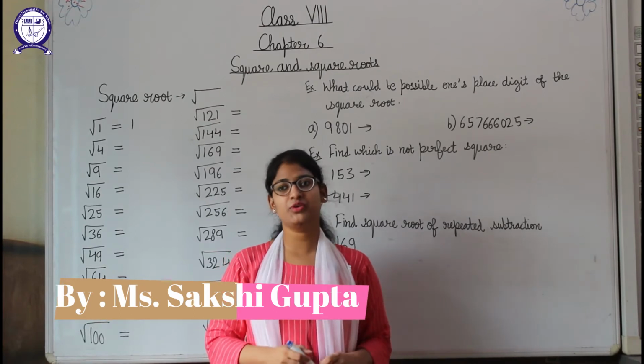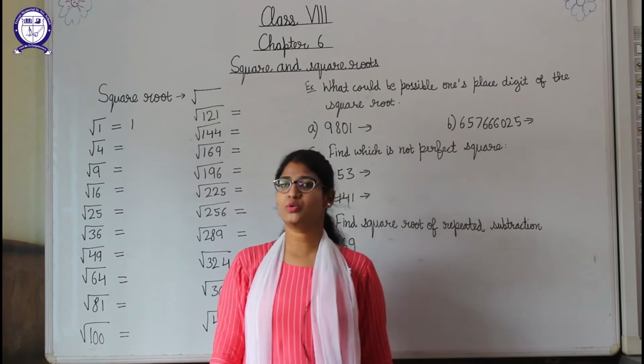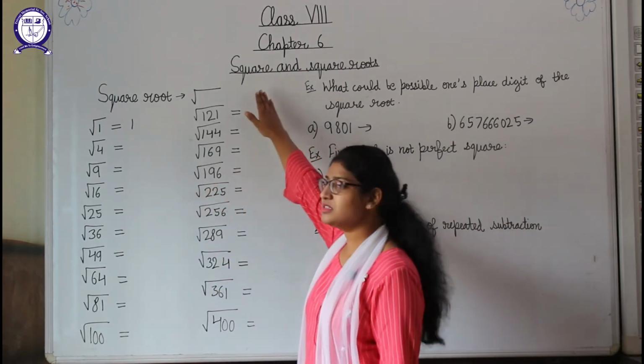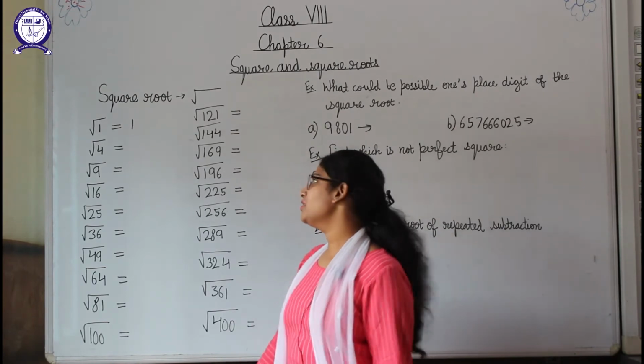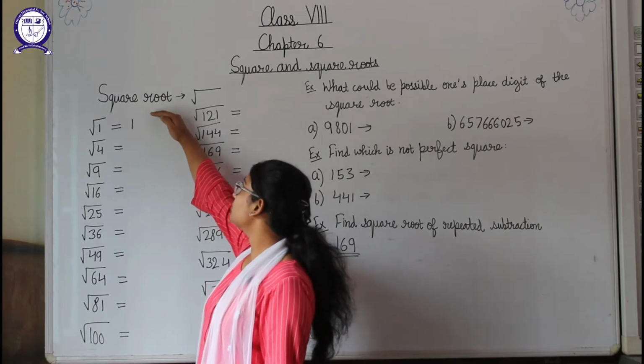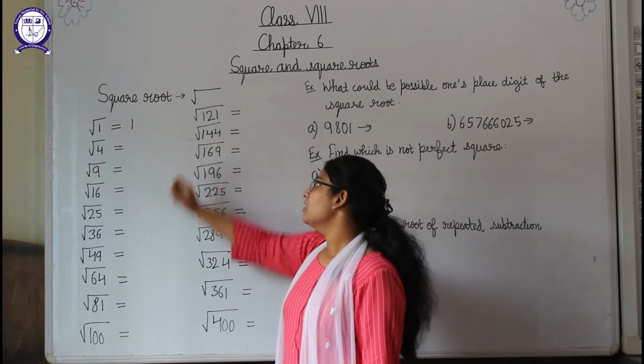As we were doing our chapter 6, that is squares and square roots, we will continue with that only. In our previous video we finished squares. Now in this video we will do square roots. First of all, students, what's the symbol for the square root? This one, like this.